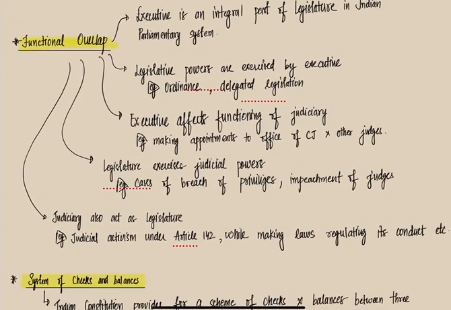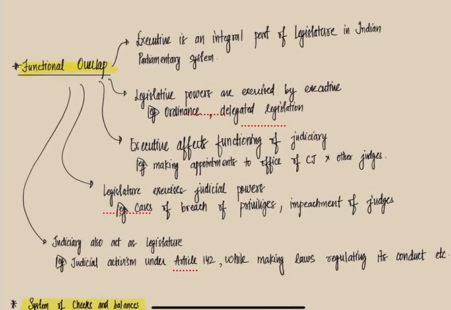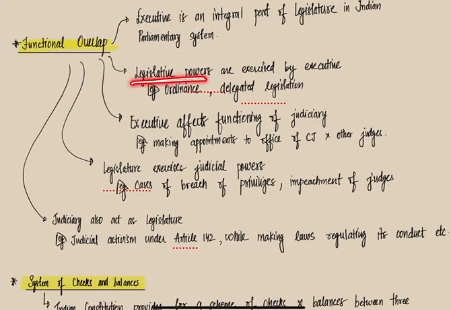Now, let's understand the concept of functional overlap. Many a times, these three organs which we have discussed carry out functions which is generally considered within the purview of other, and this leads to the concept of functional overlap. How does the Indian Constitution provide for functional overlap? Let's see. In India, we know that executive is not separate from the legislature. Rather, executive is an integral part of the legislature. Further, legislature also exercises some executive functions. Legislative powers are also exercised by the executive.